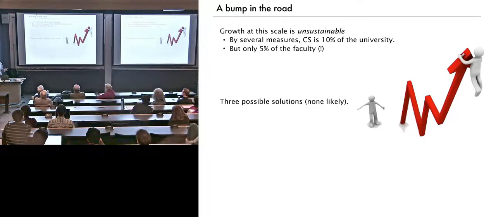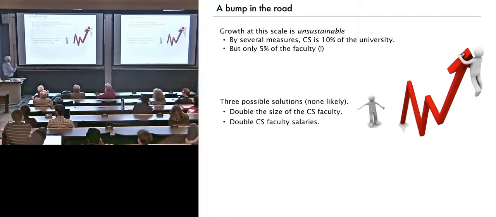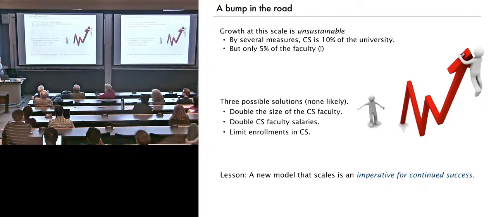So 3 solutions that I can think of. You could double the size of the faculty. Well, a lot of places are trying to do that, definitely increase the size of the faculty, but that doesn't help me next semester or the semester after. Still working twice as hard as everyone else. You double our salaries, that'd be nice. But that's not enough because we can all earn 10 times what we're earning in industry, so that's not going to work. I could limit enrollments, well, that's crazy. So it's definitely a bump in the road.